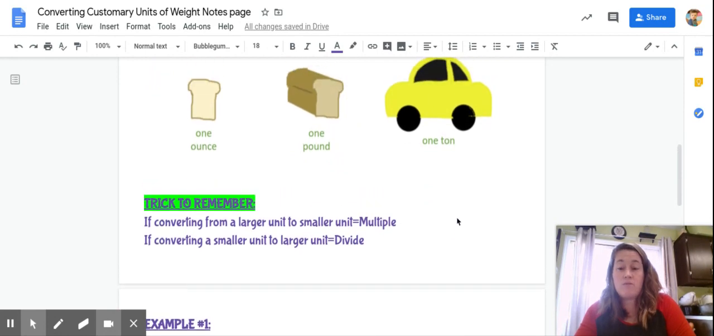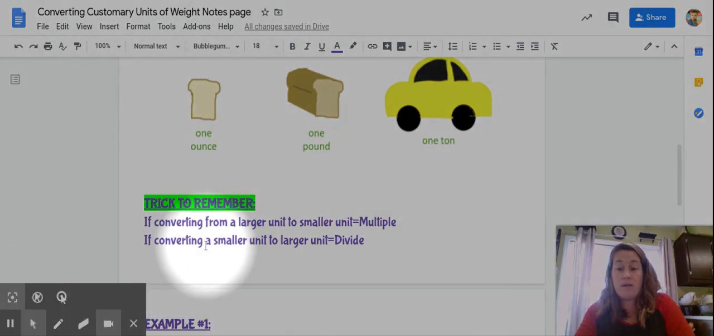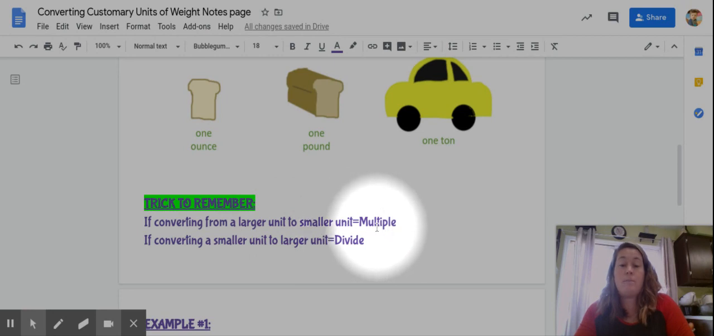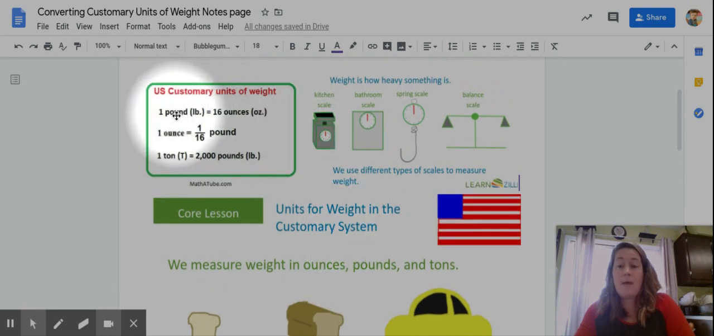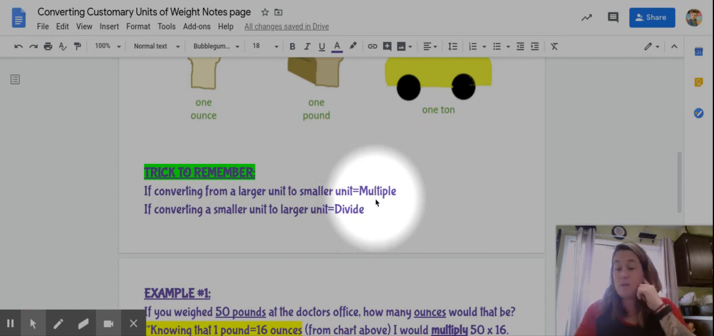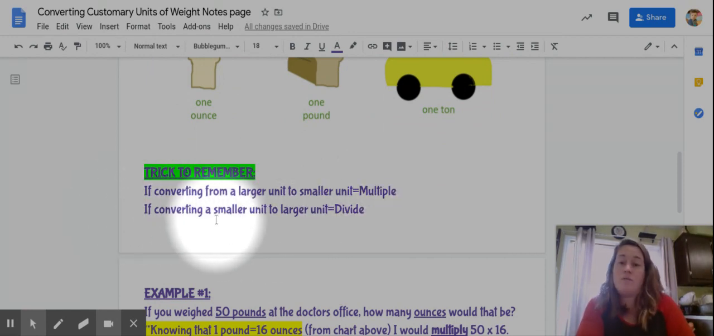A trick to remember here, I think this is very important. We like our little tricks. If you're converting from a larger unit to a smaller unit, you're going to multiply. What do I mean when I say units? Back up here, 1 pound is a unit. An ounce is a unit. A ton is a unit. So if we were converting 1 pound to 16 ounces, a pound is larger, so we would be multiplying to find the ounces. Whereas here, it's the opposite. If you're converting a smaller unit to a larger unit, you're going to divide.